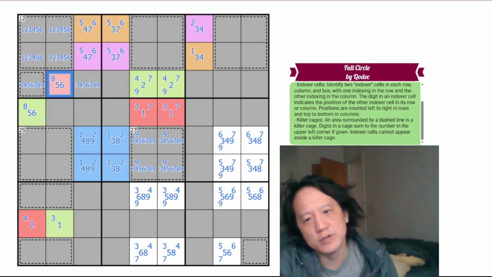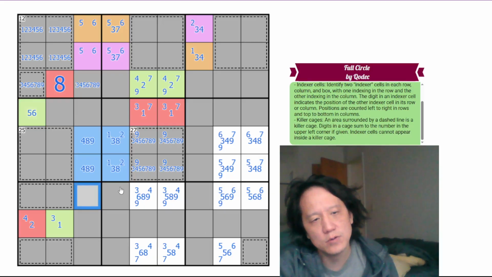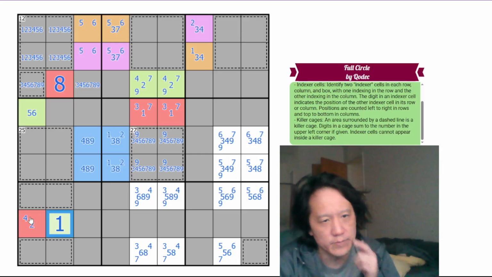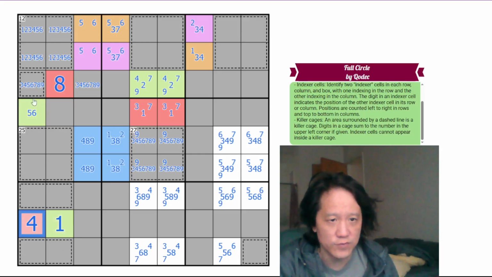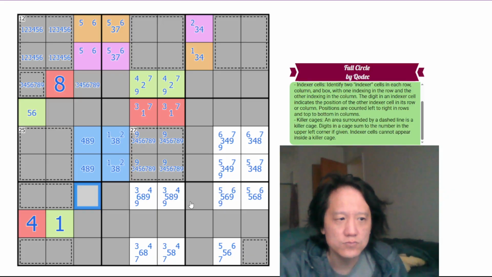Therefore, this would be 8. This would be 5 or 6. This would therefore be row. This would be row. This column means this is row, so that's 1. That means this is column, which is 4. Okay.